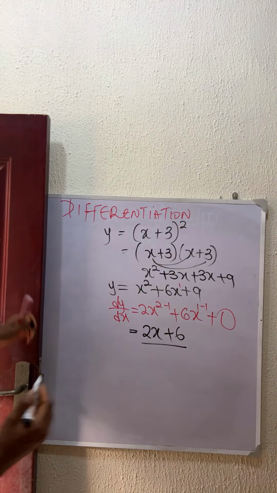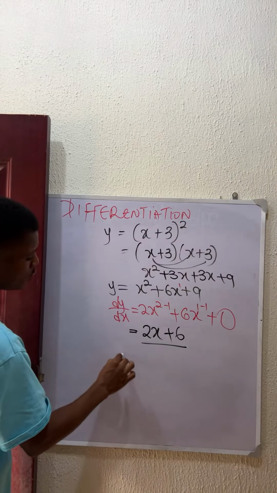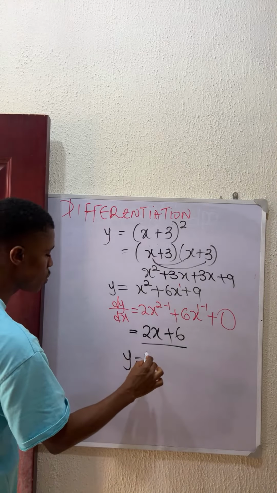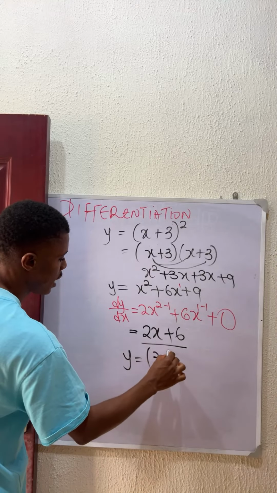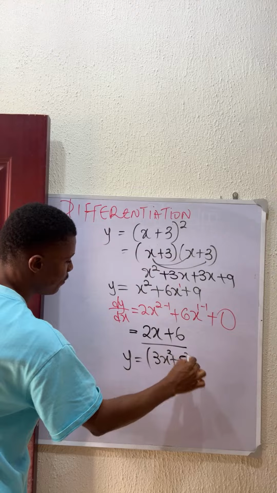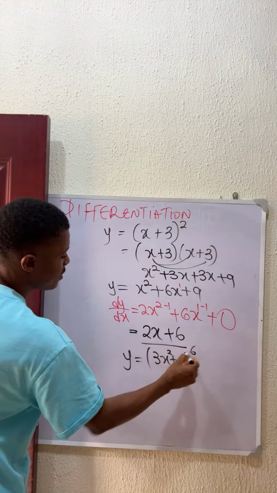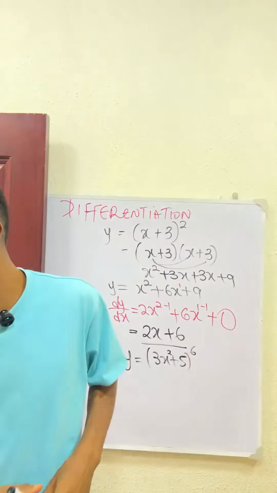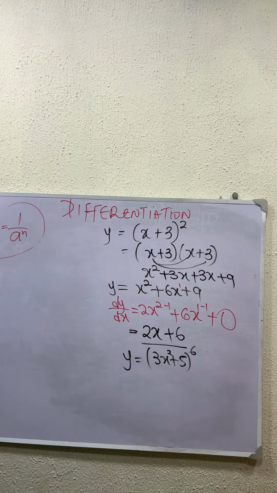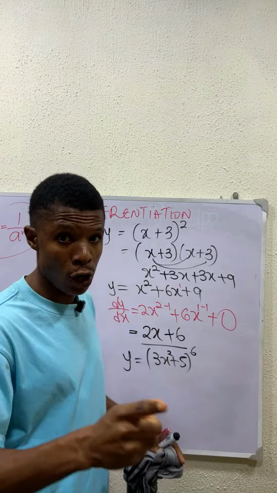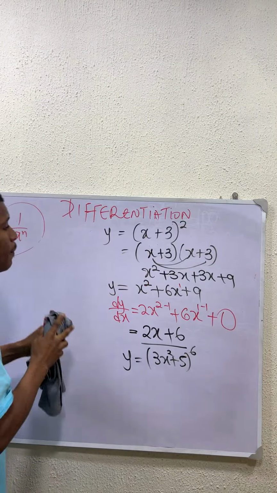But what if I told you to differentiate y equals 3x squared plus 5 with power 6? You cannot differentiate it using the initial method. You cannot use that method to do that.